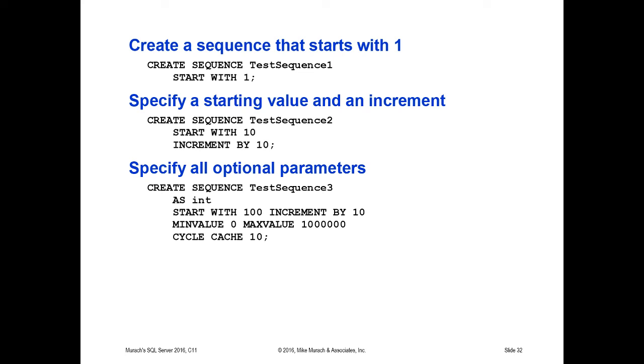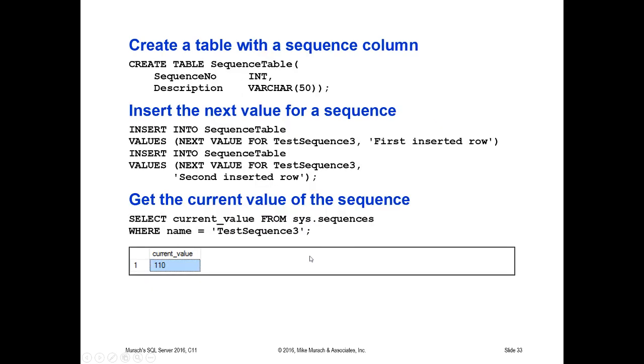So we create a sequence within the database. We set a starting value. We can also set an increment. We can set a minimum and a maximum, and we can set up a cycle amount, like how often things start over. We can create a table that has a sequence column, and then we can keep track of that just like it was an identity column.